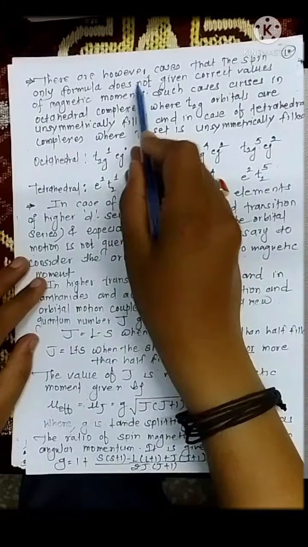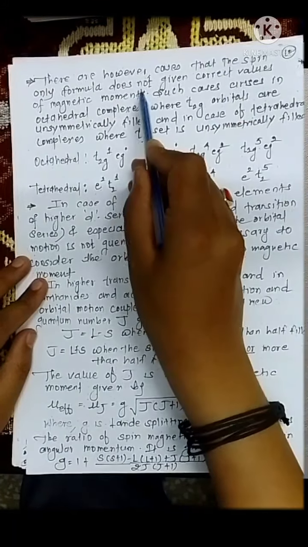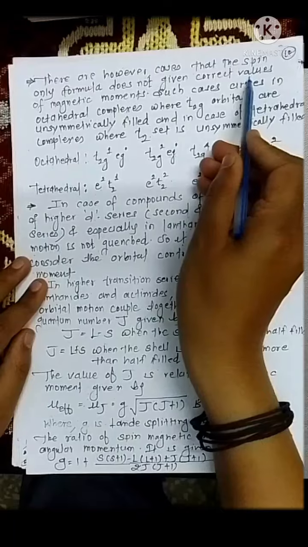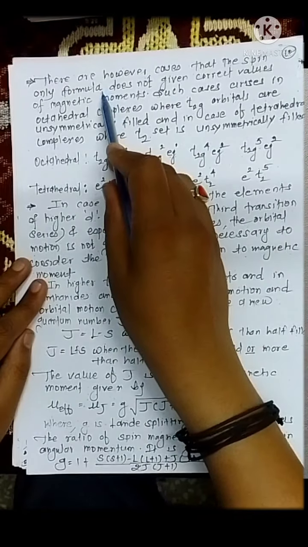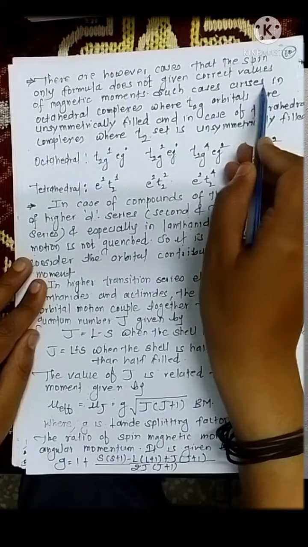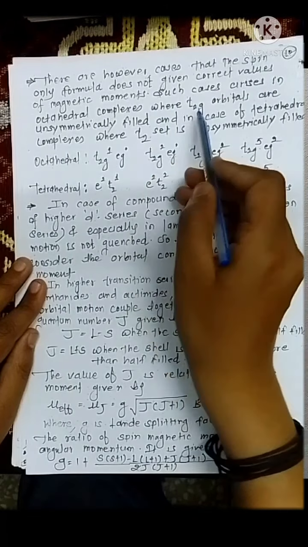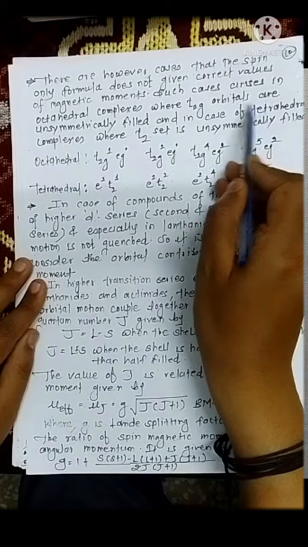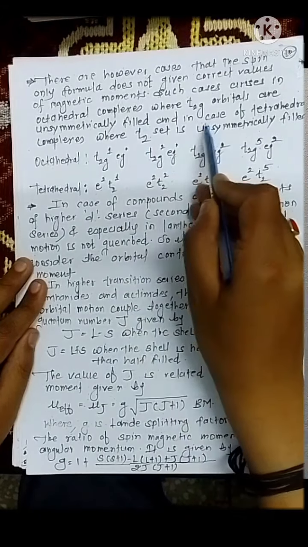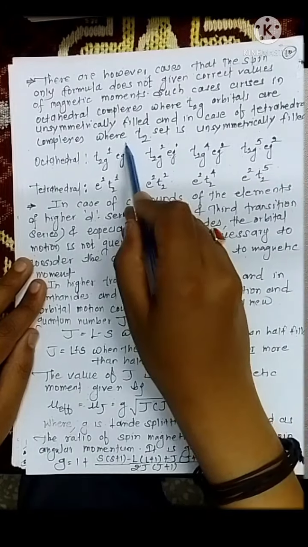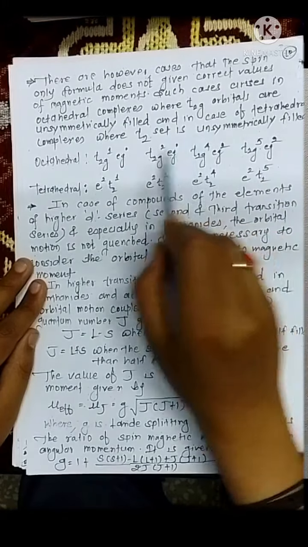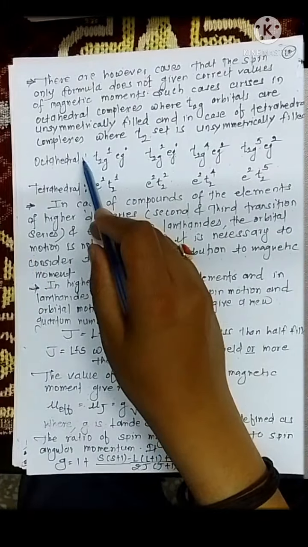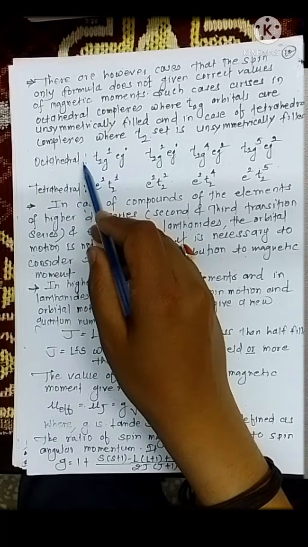There are, however, cases where the spin-only formula does not give correct values for a magnetic moment. This formula is also not applicable to all cases. Such cases arise in octahedral complexes where the T2g orbitals are unsymmetrically filled, and in tetrahedral complexes where the T2 set is unsymmetrically filled. Now just see where this formula is not applied.